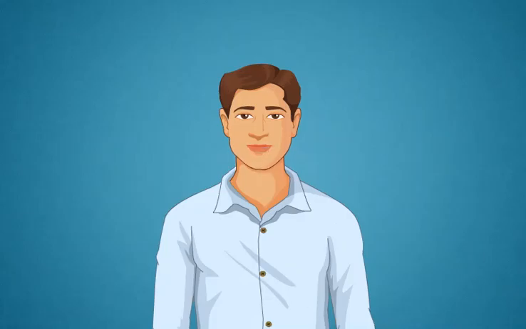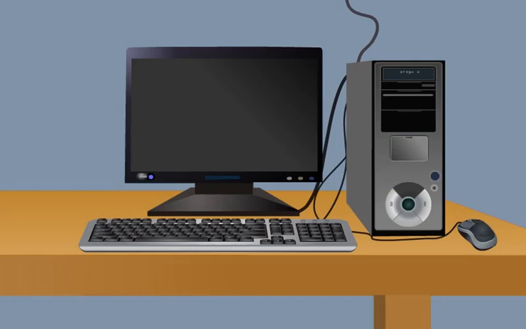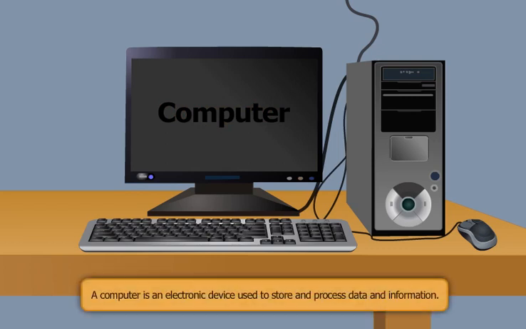In this session, you'll learn about the basics of computer. So, let's start with defining a computer. Computer gets its name from the word compute, which means calculation. We have seen what a computer can do for us other than just calculate. A computer is an electronic device used to store and process data and information.